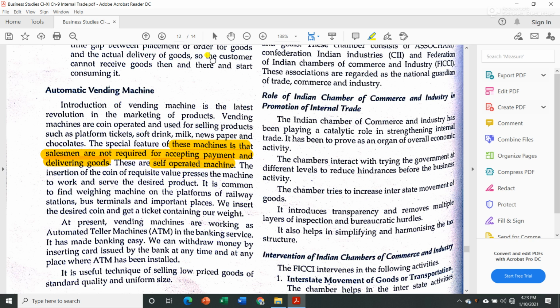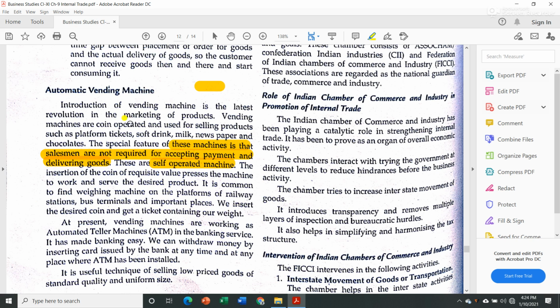Suppose if a packet of chips costs 10 rupees, if you put a 10 rupee coin, then automatically that packet of chips will be delivered to you. Okay, it will come out at the bottom of that machine, so from there you can collect your packet. It is common to find weighing machine on the platforms of railway station, bus terminals and important places. We insert the desired coin and get a ticket containing our weight.